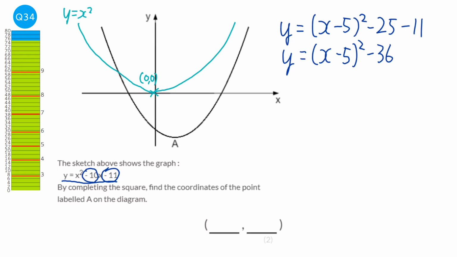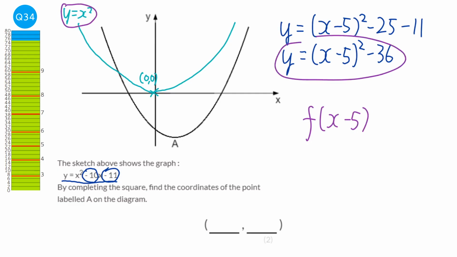Okay, now we remember, hopefully, from graph transformations, if you have got a minus 5 on the inside of a function, and if we imagine that this is our f of x, then this would be our f of brackets x minus 5 because it's got the minus 5 there. We move the graph to the right 5. Remember, it goes the opposite way. So if it's a minus 5, it goes to the right. If it's a plus 5, it would go to the left.